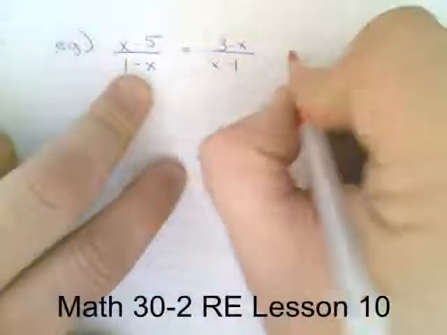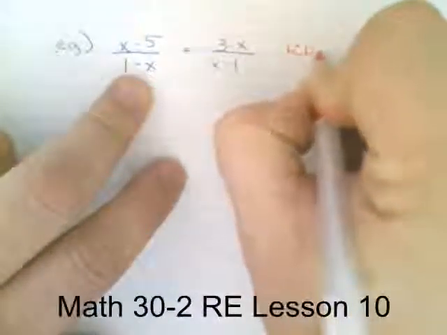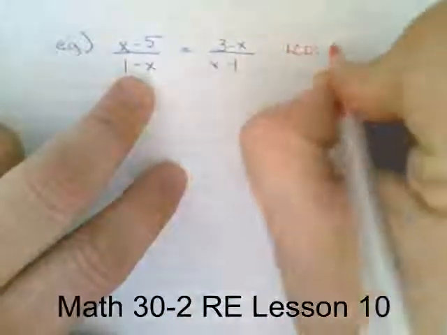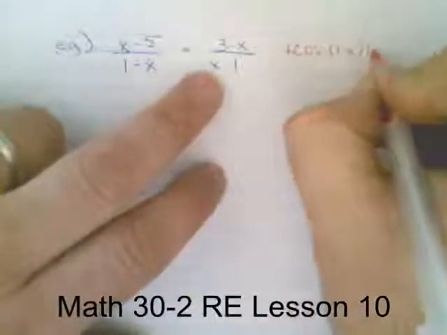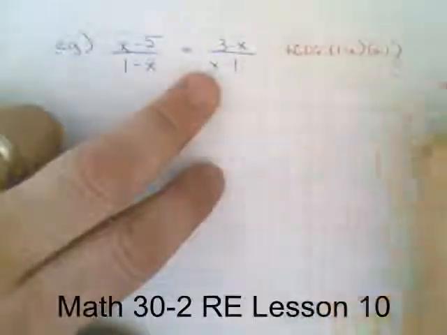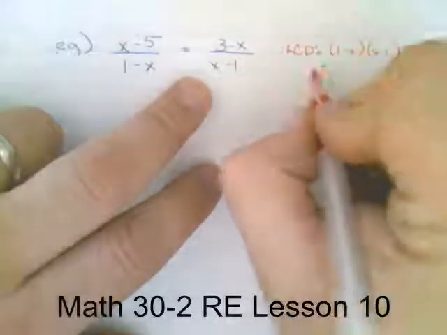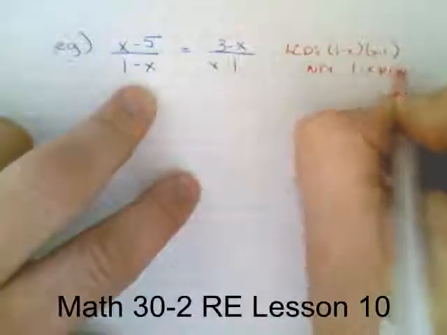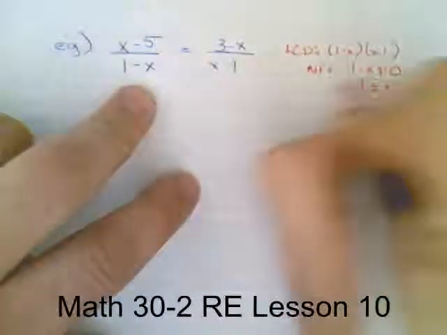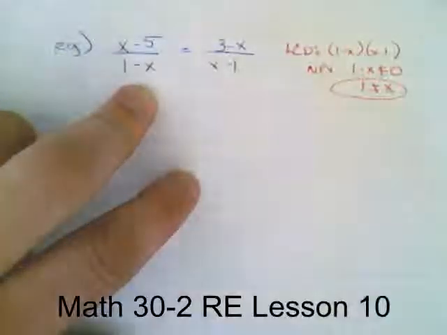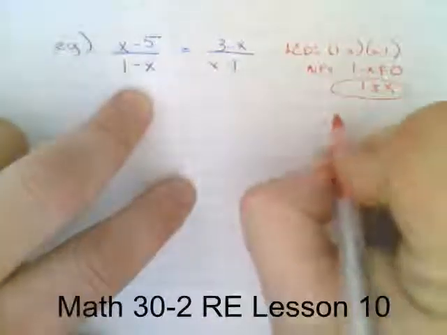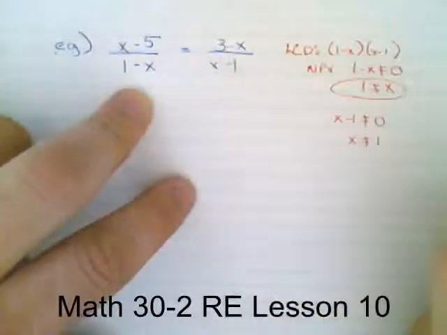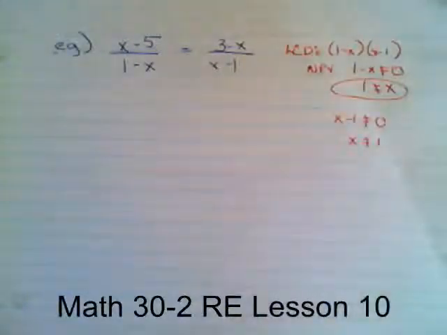First thing I'm going to do is find my lowest common denominator. The nice part with this method is it always ends up working. So I get 1 minus x, and I get an x minus 1. And my non-permissible values: 1 minus x cannot be 0, so 1 cannot equal x, so there's one of my non-permissible values. On the other one, I get x minus 1 cannot equal 0, which tells me x cannot equal 1. They are the same, so I don't have to worry about that.